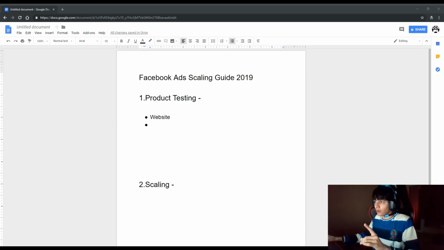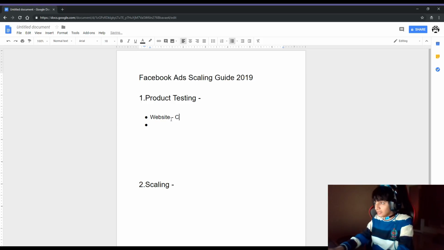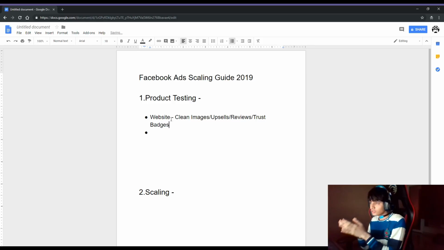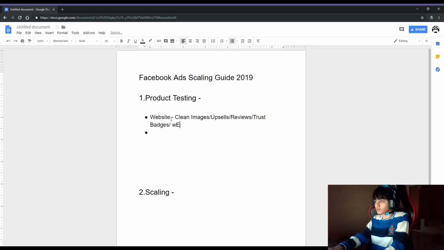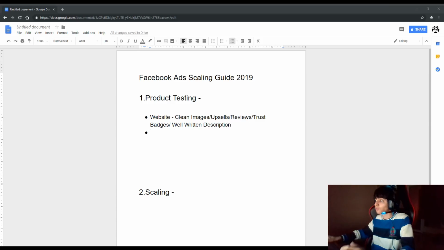That's it, okay? On website, I would suggest you guys to have clean images, okay? Upsells to increase your average order value. And you also want to have reviews if you can add them. And lastly, these are all for getting their trust, like trust badges. All these things really help a lot in building trust. So just make sure that all these things are fine and a well-written description, okay? If you have these things, you can say your website is pretty much ready to go.